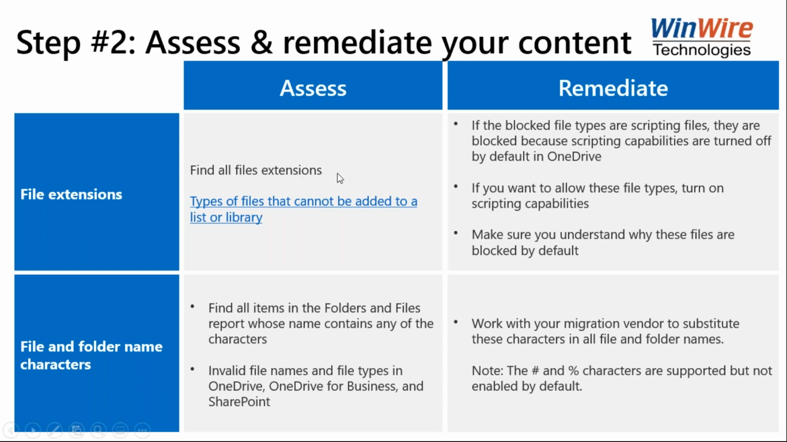So find all your file extensions, list them down, and see what files can be moved and what will not be moved. There's a list of files which are supported by OneDrive. You can get that information from Microsoft. There is a next level of files which are supported by OneDrive, but they are blocked by default. That means you need to go and enable them. You need to understand the implications, but you can enable them and still upload the files. And then the third type of files are those which are not allowed at all to be uploaded into OneDrive. So you need to plan for that also.